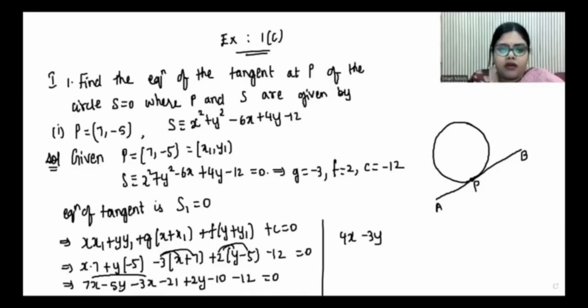Now we will simplify the constants. All the three constants are negative, so we add and keep the minus sign. 21 plus 10 is 31. 31 plus 12 is 43. So that is -43 = 0. This is the equation of tangent: 4x - 3y - 43 = 0.